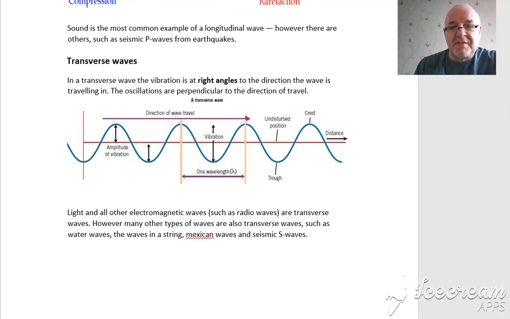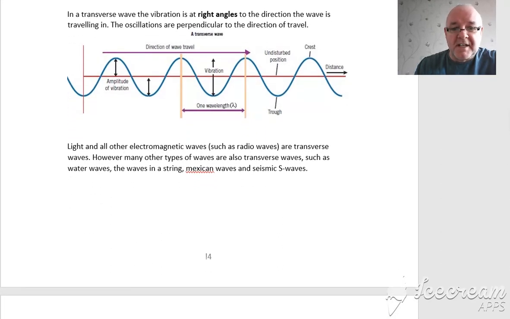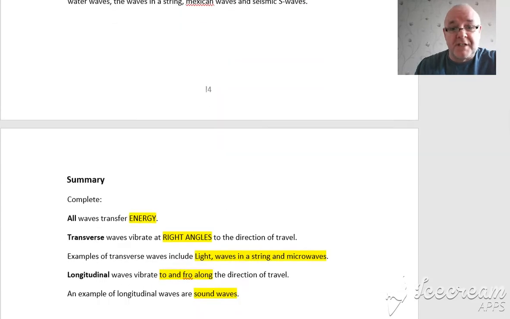The transverse waves, they vibrate at right angles to the direction that the wave is travelling in. So if the wave is going this way and you were sitting on that wave, you would be moving up and down like that. So basically radio waves are the best examples of this, but also waves in strings. The book says Mexican waves, don't listen to that. And also it says water waves. Water waves are actually not transverse waves.